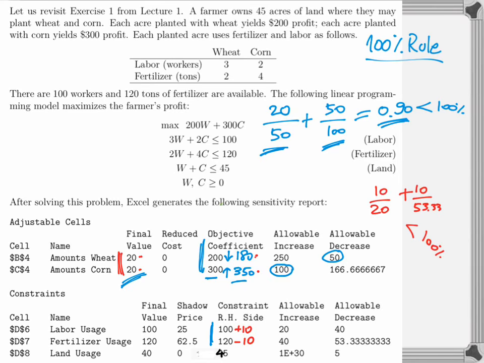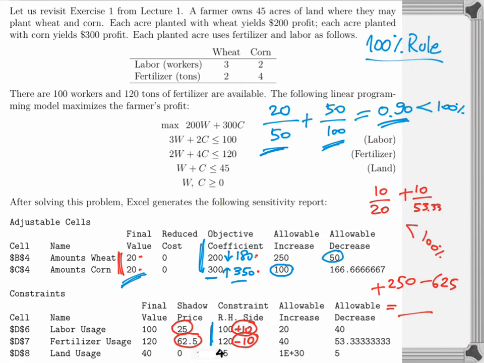Therefore, the impact of the combo of these two red changes down here equals the sum of the individual impacts of each change, meaning your profit will go up by 10 times 25, and go down by 10 times 62.5. So you're going to have plus 250 minus 625. So the net is a loss.